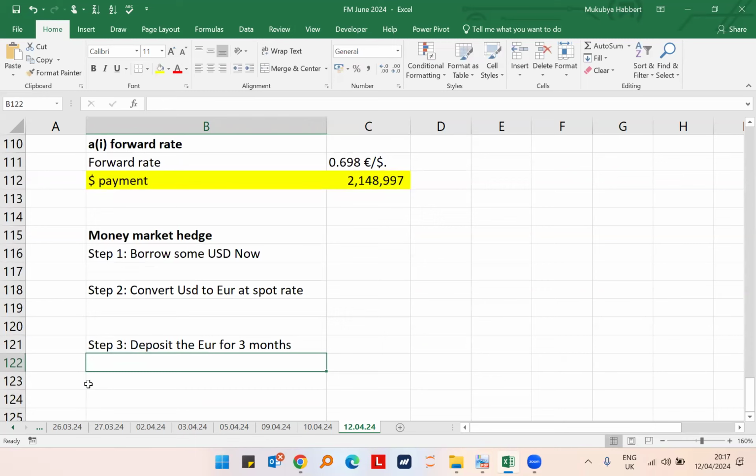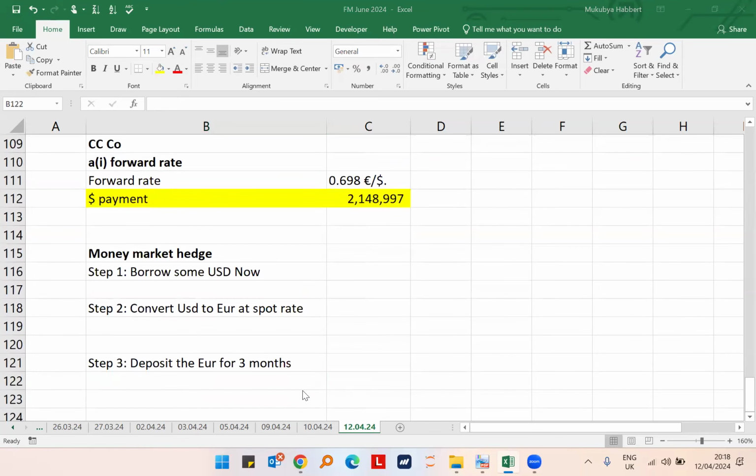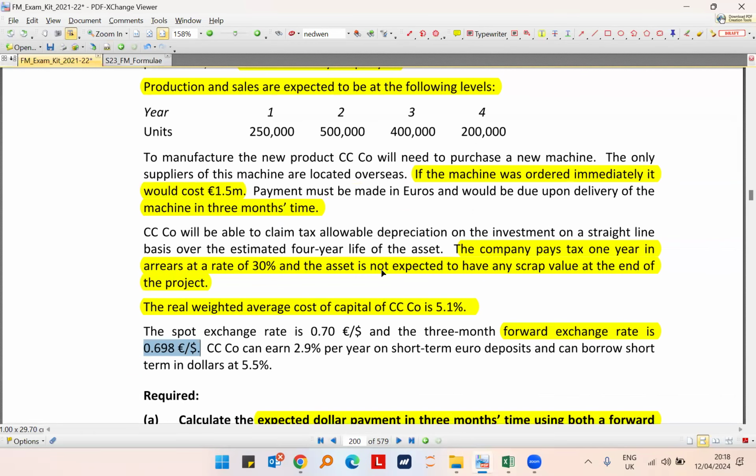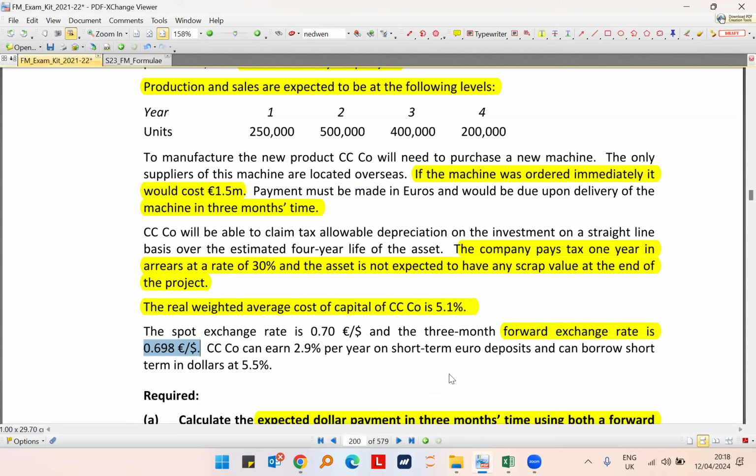Now, of course, even though I'm writing it like this, I already showed you the steps I'm going to follow, because I need first of all to know how much I need to borrow in dollars, and I cannot know that without knowing how many euros I'm going to need to convert. So remember that we are going to pay 1.5 million euros in future. So what is the rate for depositing? They told us that we can earn 2.9%.